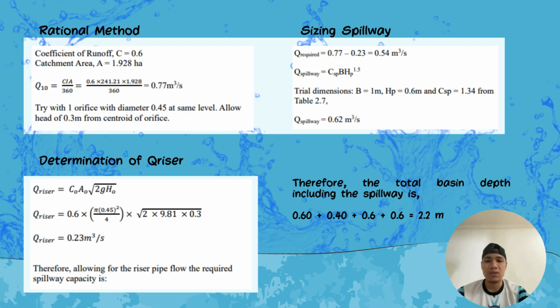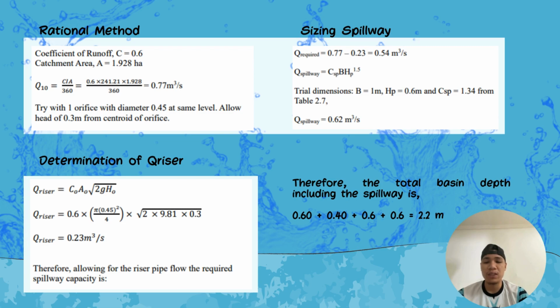So these are the three methods that we have calculated: the rational method, sizing spillway, and determination of Q riser. For the rational method, we get 0.77 m³/s. Try with 1 or 5 with diameter 0.45 at the same level. Allow head 0.3 meter from the centroid of the orifice. So the second one is determination of Q riser. Q riser, we get 0.23 m³/s.